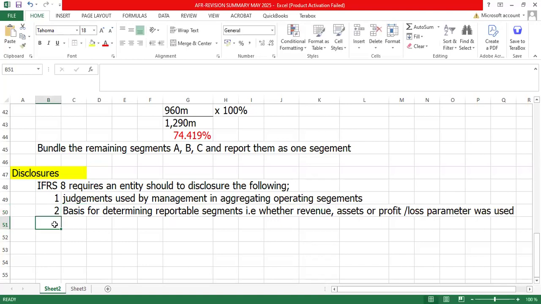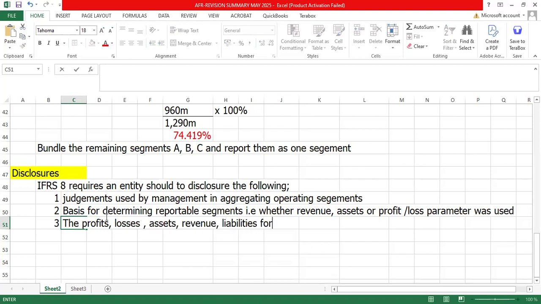Okay, you must indicate which one you used. Then number 3, you can disclose the assets, the profits, the losses, the revenue, the liabilities, etc. for all segments identified as reportable segments.